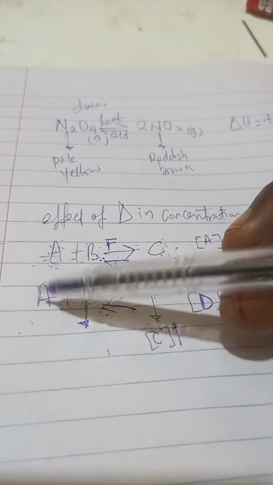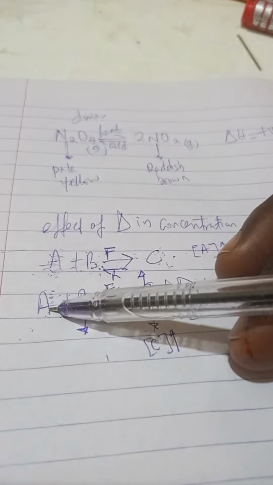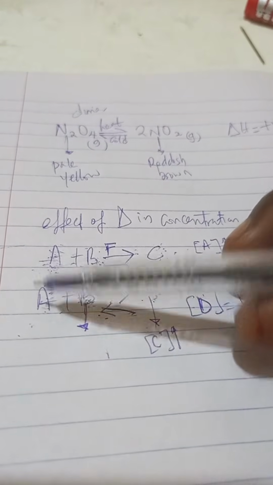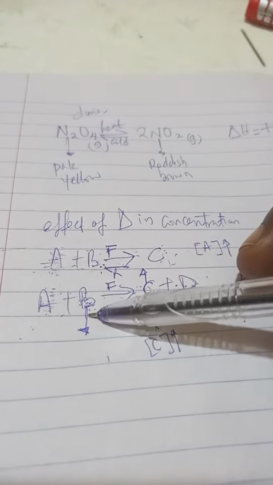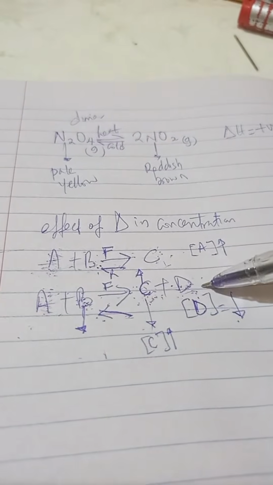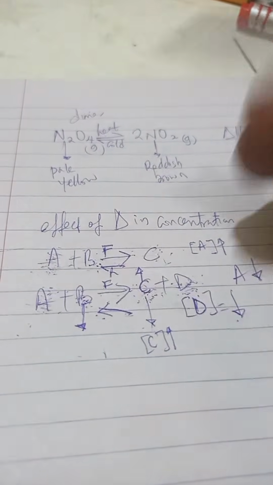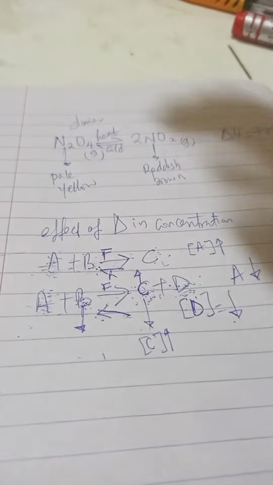And if A is high, let's assume A has gone high. It will be like, A is too high. How can you reduce A? It has to use the extra A you are adding to combine with B to get C and D. That means if A is high, it will go forward. And if A is low, it will go backward to favor the production of A. That's just the trick behind it. There's no other trick.